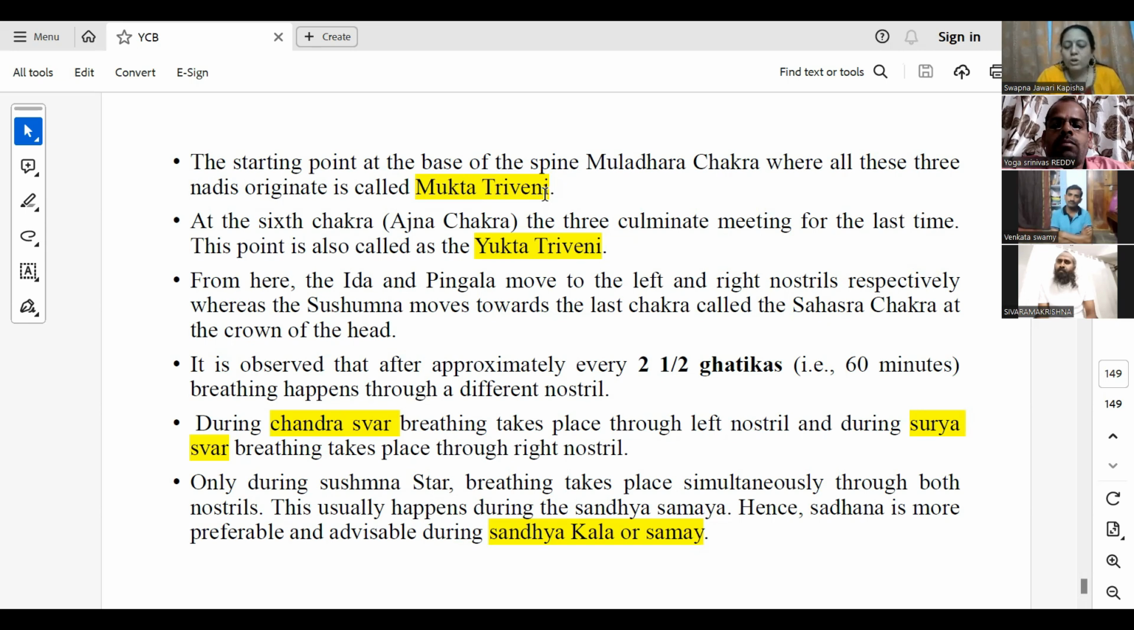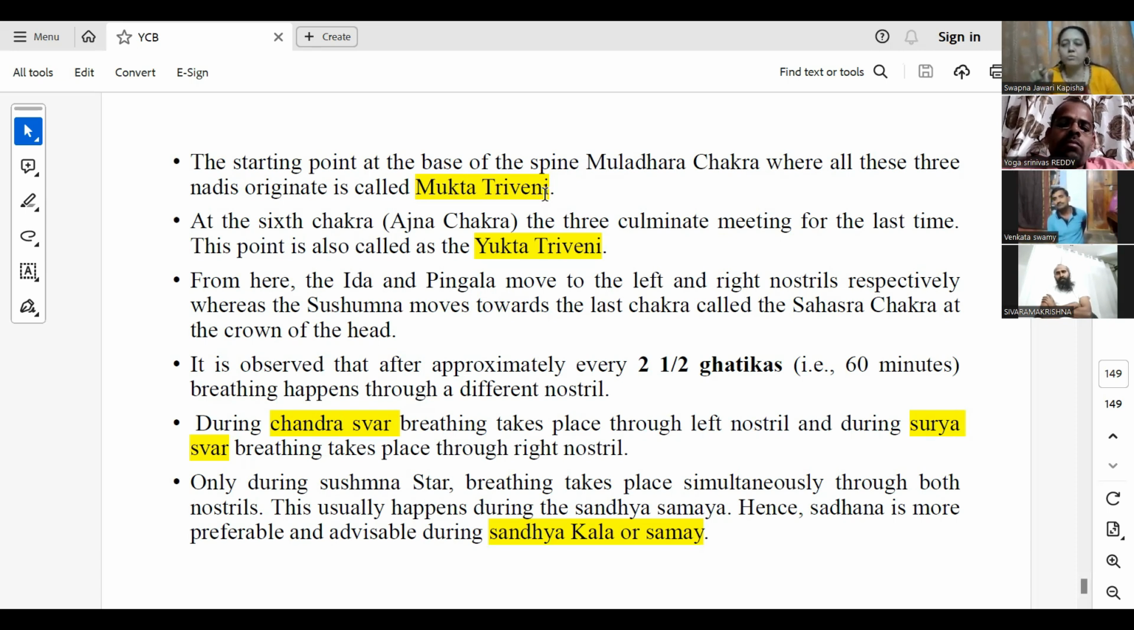It is also observed that while doing Surya Anuloma Viloma and Chandra Anuloma Viloma, you might have heard the concept that you won't be using the same nostril for breathing all the time. According to the outer temperature and your inner body temperature, your inhalation and exhalation keep changing every 60 minutes. 2.5 ghatikas means 60 minutes.